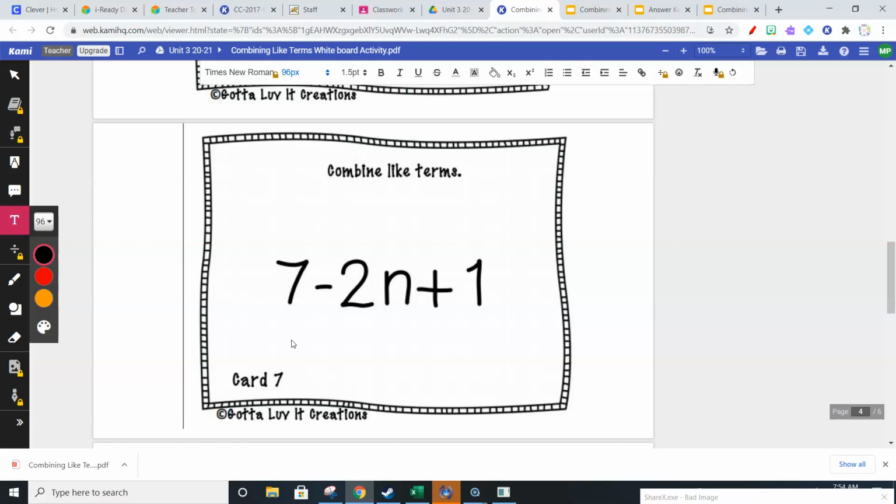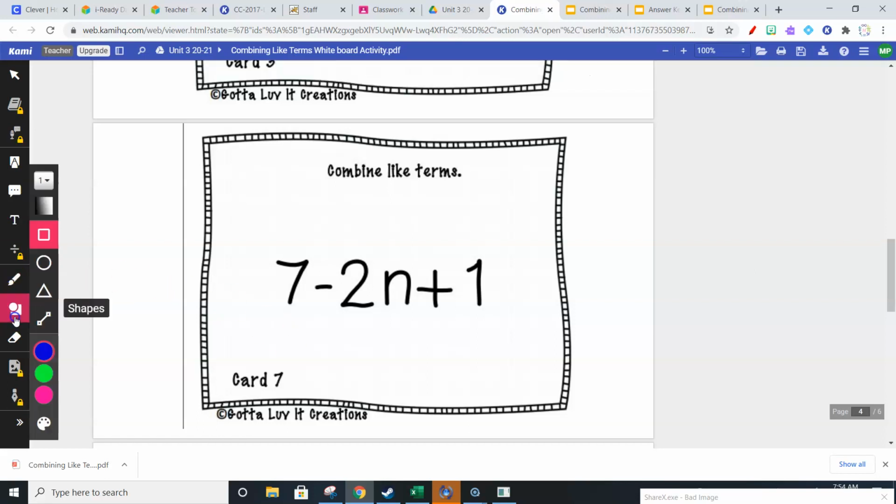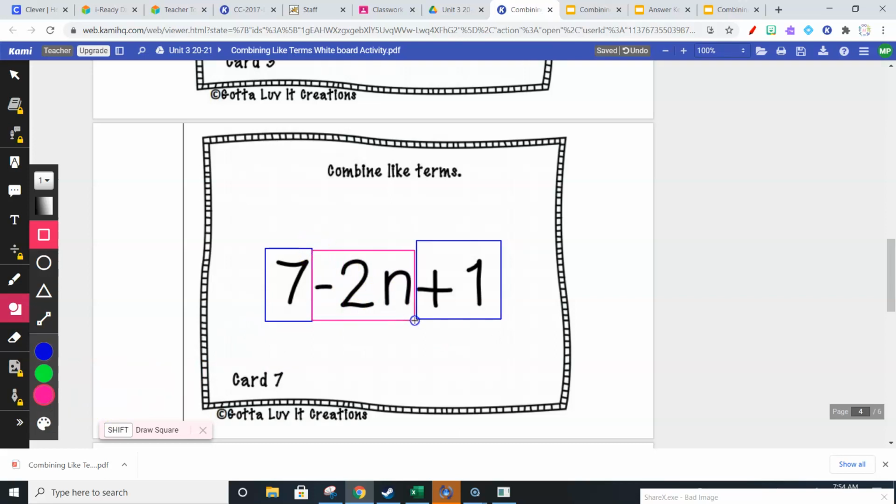Okay, hopefully you wrote that on your board, and then you boxed in your terms. So we did our constants in blue. So our constants were the ones that didn't have any variables with them. And then my variable, I'm going to do in pink. So negative 2n is the variable. So we can only put together what's in blue. Well, they're both positive, so therefore that means we're going to add them.